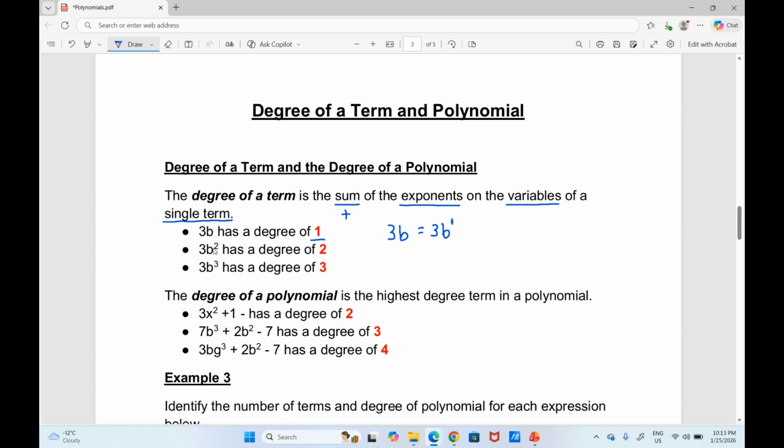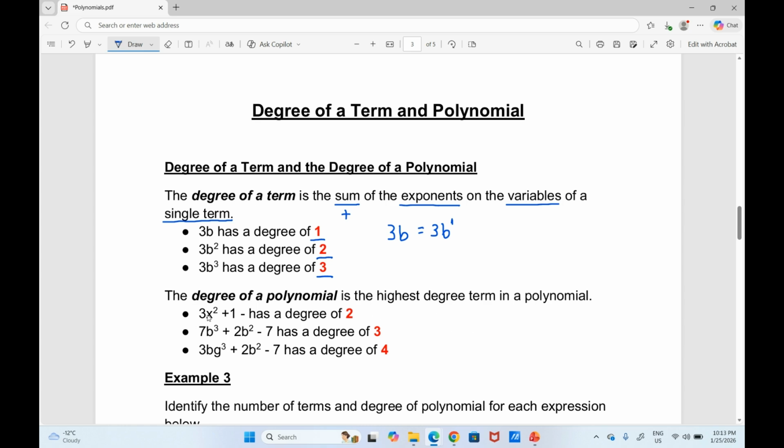3b squared, because you have a 2 here, the degree is going to be equal to 2. And 3b cubed, because you have a 3 here, the degree will be equal to 3. Okay, now looking at the degree of a polynomial, once again, the degree of a polynomial or expression is the highest degree term in that polynomial or expression.